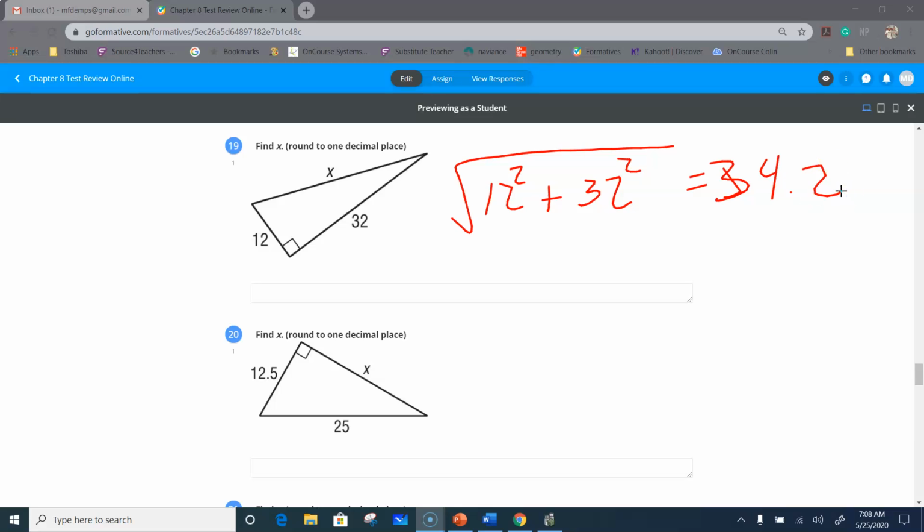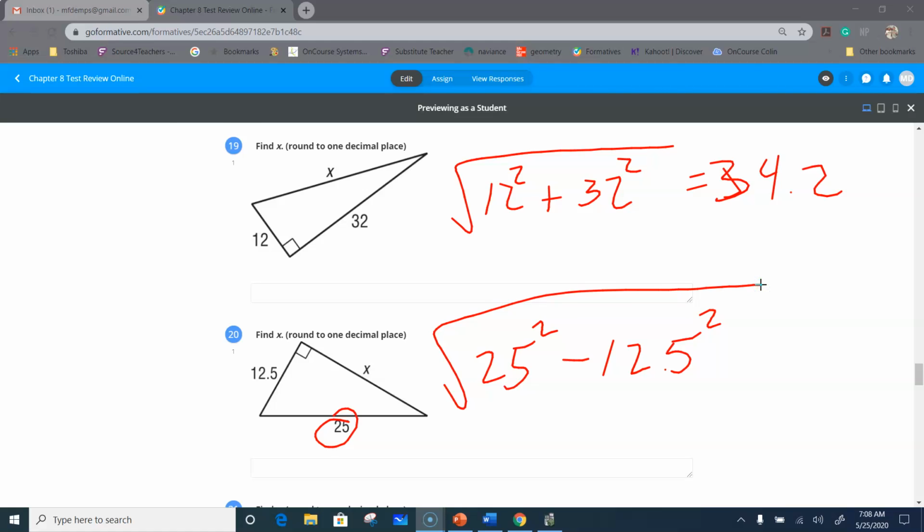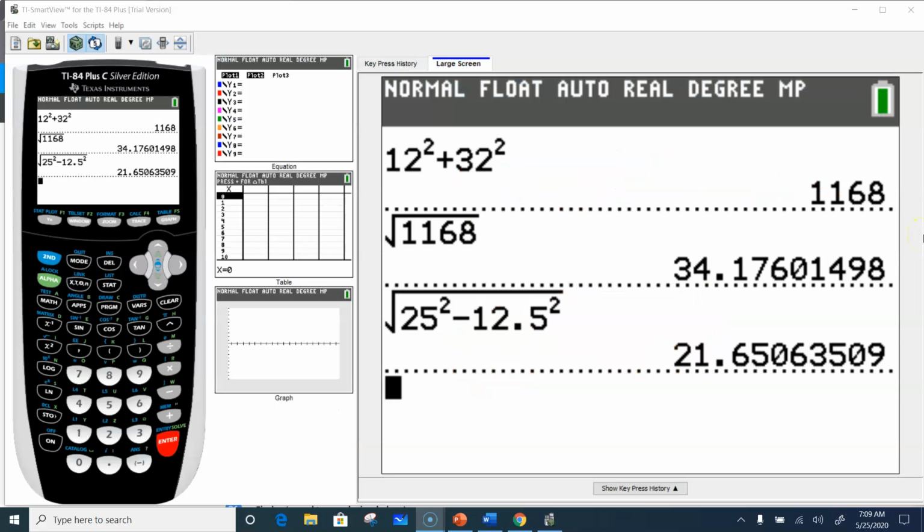Okay. Next one looks a little bit different, right? We have the hypotenuse, so what do we do now? 25 squared minus 12.5 squared. That's the only difference. And then I want to take the square root of that. So you can see 25 squared minus 12.5 squared. We take the square root of that, we should get 21.7.